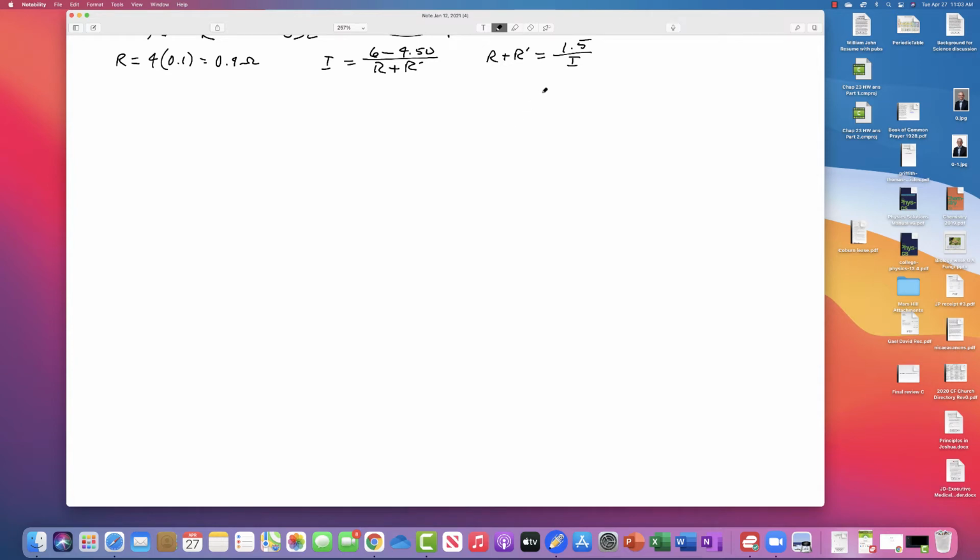And the resistance of the motor is going to equal 1.5 divided by 3, which is the resistance of the motor, minus the calculation over here, which is 0.4. So the resistance of the motor is going to equal 0.5 minus 0.4, which is 0.1 ohms.